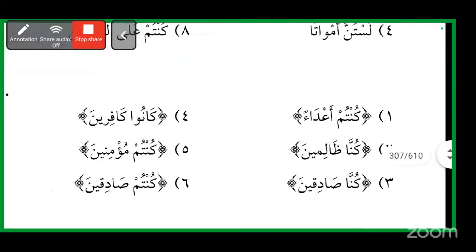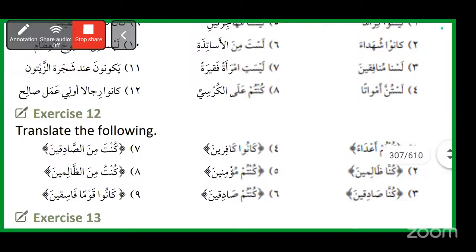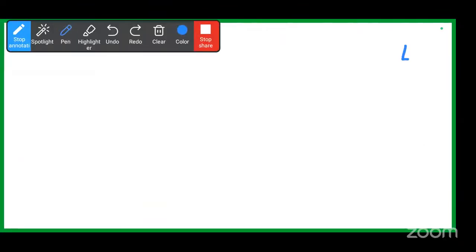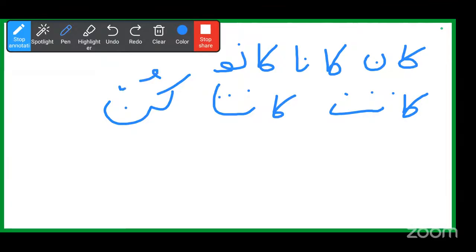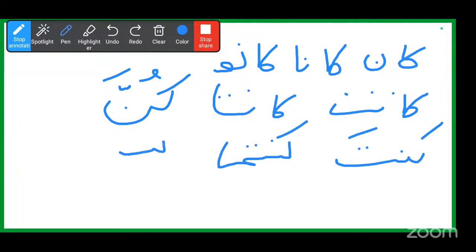Okay, I'm giving you a homework. What you have to do is just write the conjugation of kana, yakunu, and laisa. If you want me to write, I can write it in a minute. Kana, kana, kanu. Just write it like this. Kanat, kanata, kana, kunta, kuntuma, kuntum, kunti, kuntuma.